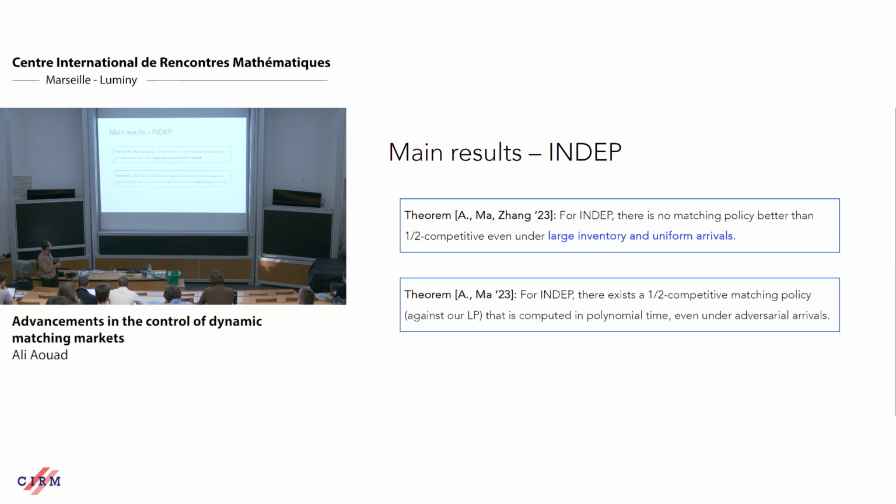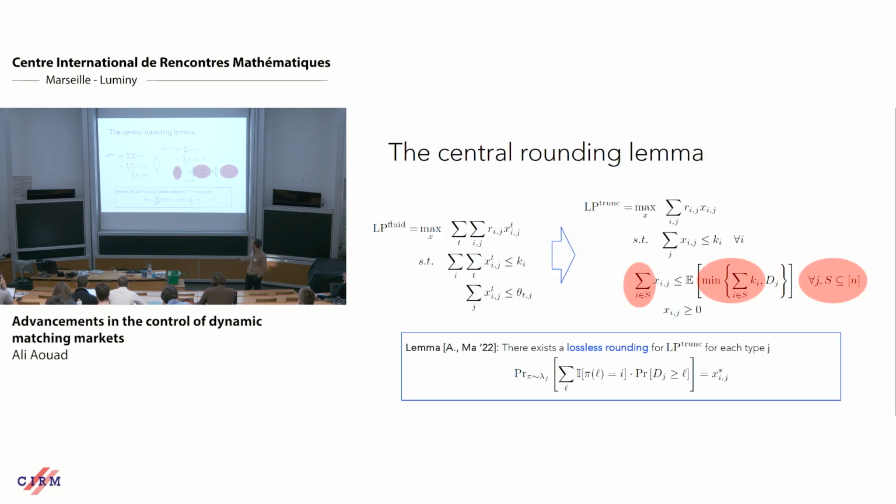And the positive result that we have is that there exists a matching policy that is 1/2 competitive, achieving that upper bound. In some sense, it extends the similar results that are known for online stochastic matching. This policy will be based on our linear program. I'm not going to have time to cover this, but what is underlying this is another form of online rounding. The surprising phenomenon that we observe is that if you look at this new linear program, there's a way of converting it into online decisions in a lossless way, in some sense.